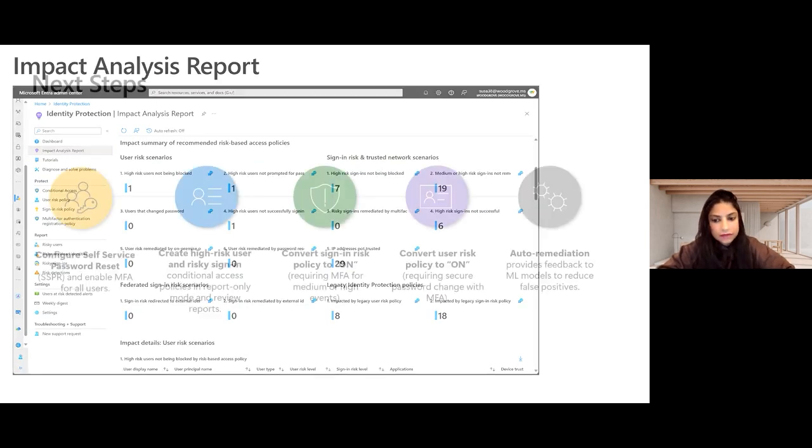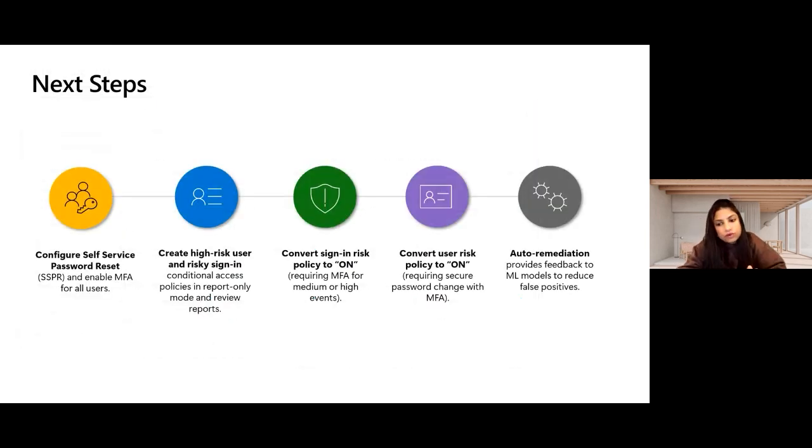So what's next? Here's a step-by-step approach of implementing Entra ID Protection. You configure SSPR and MFA for all users. Now, these prerequisites need to be configured to enable self-remediation, which we highlighted in the beginning of the presentation, which is crucial for efficient risk management with good users.